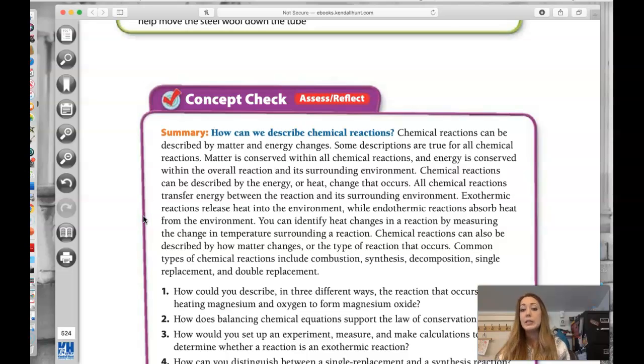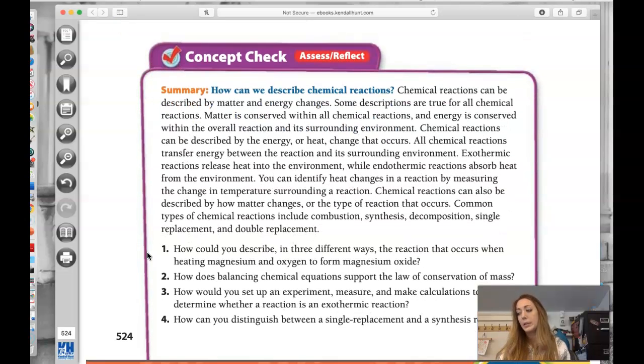Exothermic reactions release heat into the environment, while endothermic reactions absorb heat from the environment. You can identify heat changes in a reaction by measuring the change in temperature surrounding a reaction. Chemical reactions can also be described by how matter changes, or the type of reaction that occurs. Common types of chemical reactions include combustion, synthesis, decomposition, single replacement, double replacement.